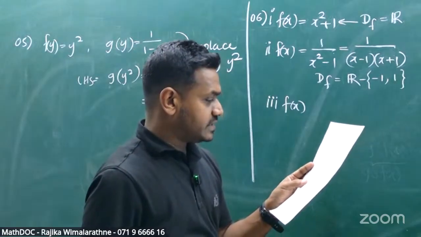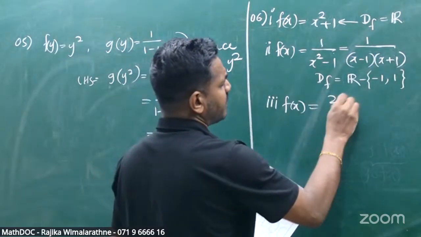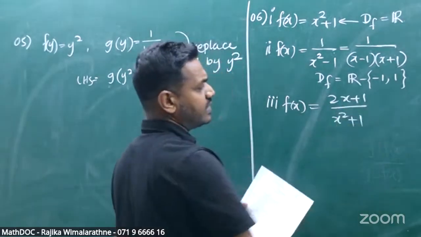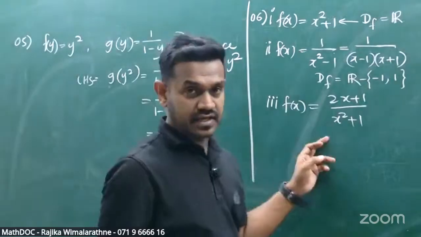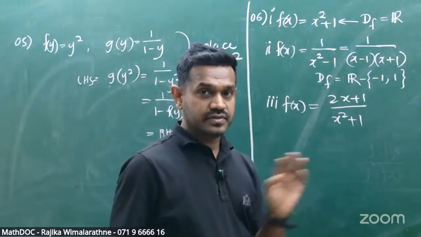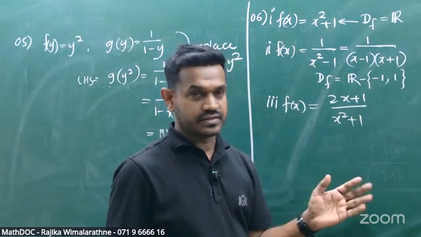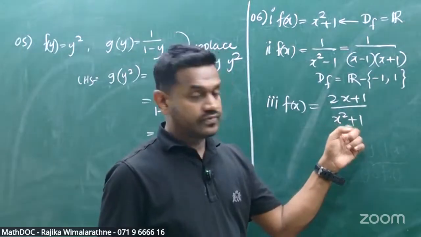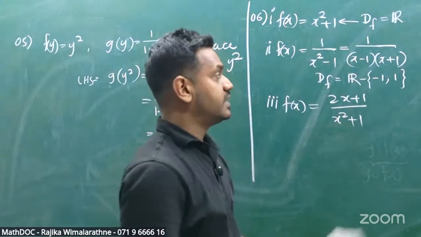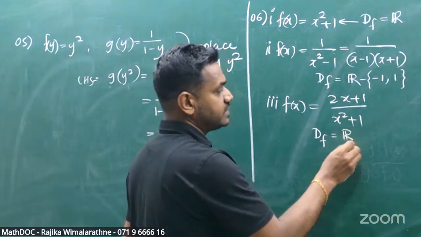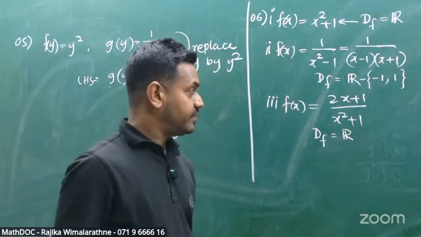Then the third one, f(x) equals 2x plus 1 over x squared plus 1. Here again, rational type. But the thing is, the denominator x squared plus 1 is always a positive value, no zeros. We don't have any zero value. Therefore, no need to worry about this denominator. Then you say the domain is just the real set. That is 3.